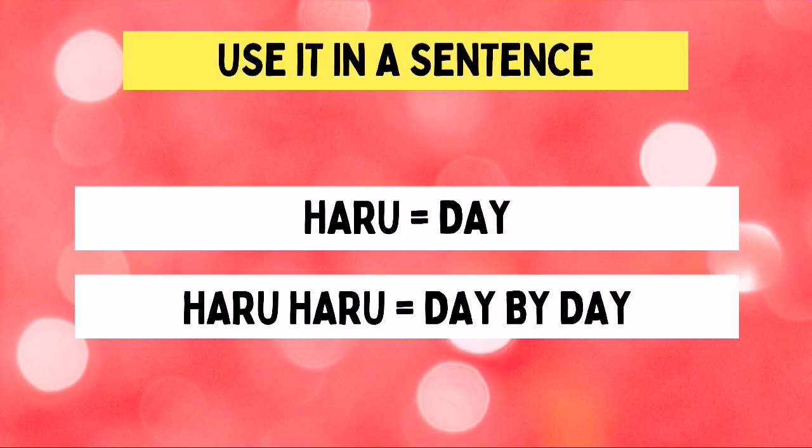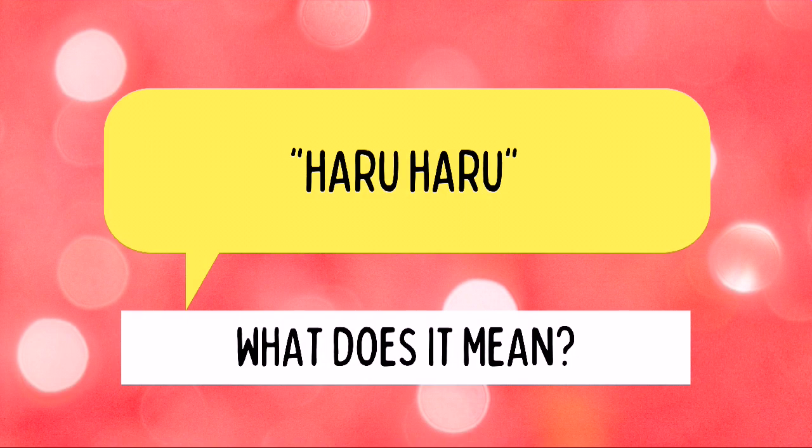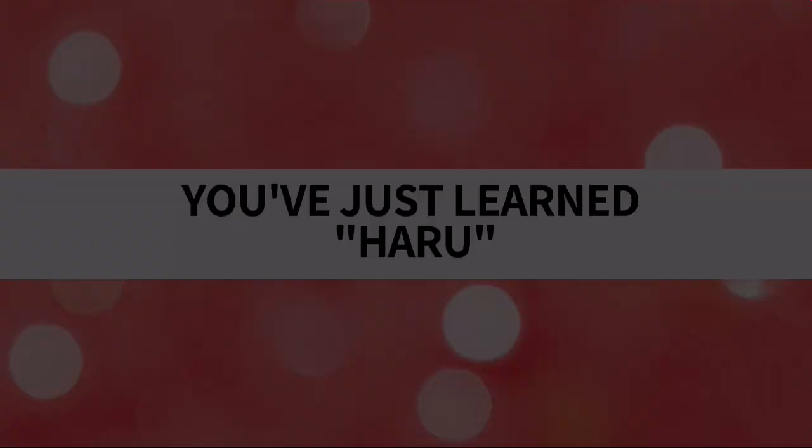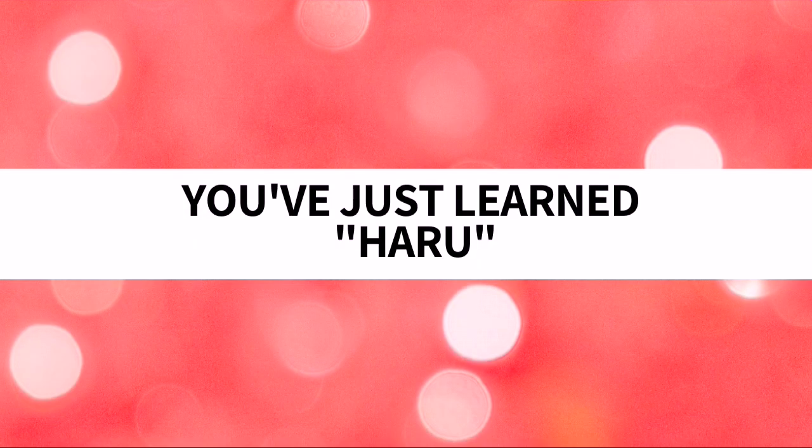Our word for today is haru, and we already know that it means day. However, when we say haru haru, or when we repeat it two times, it results in a phrase that means day by day. Again, haru is day, haru haru is day by day. Now, looking back to the phrase shown at the start of the video, we already know by now that the meaning of haru haru is simply day by day. And with that, you've just learned haru.